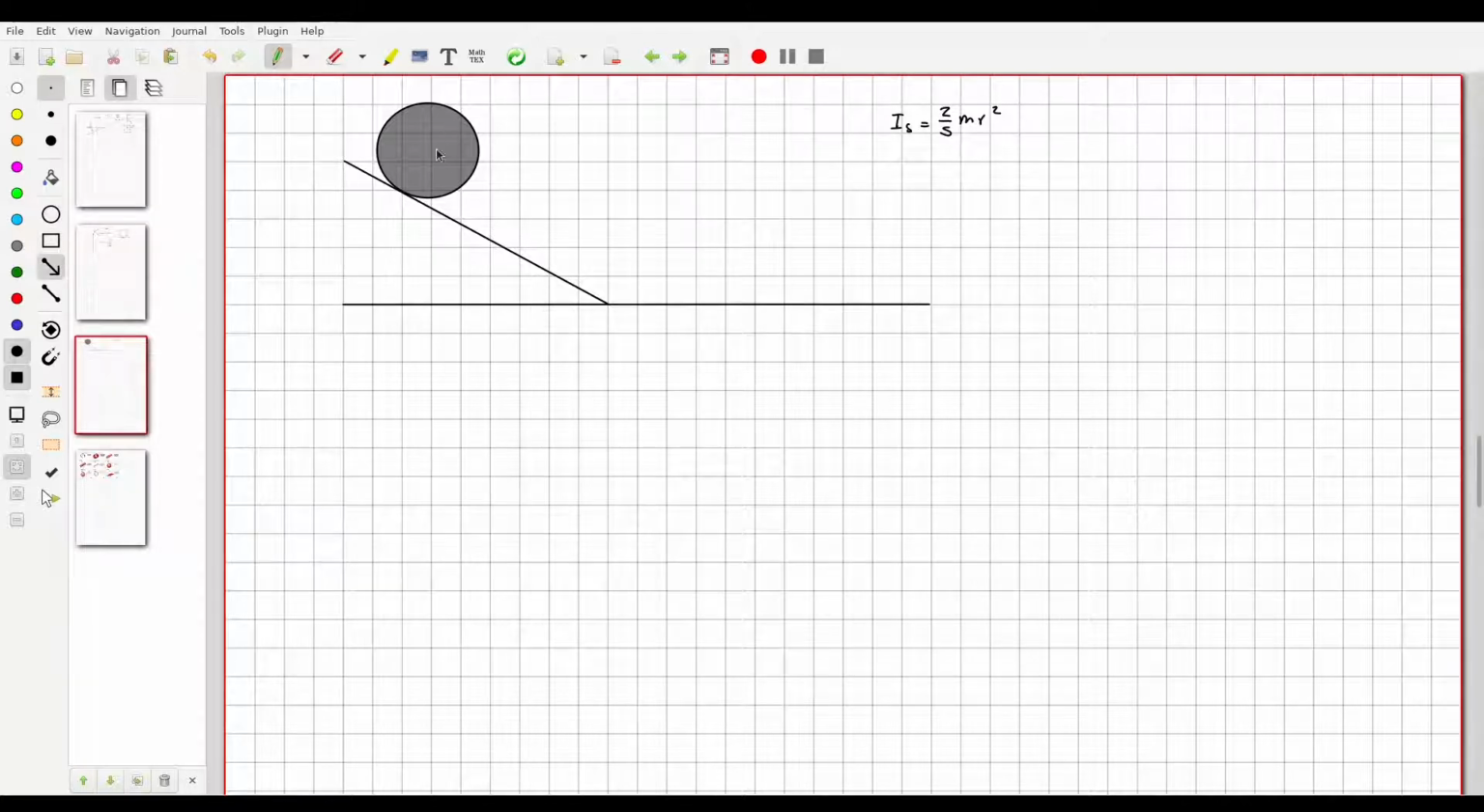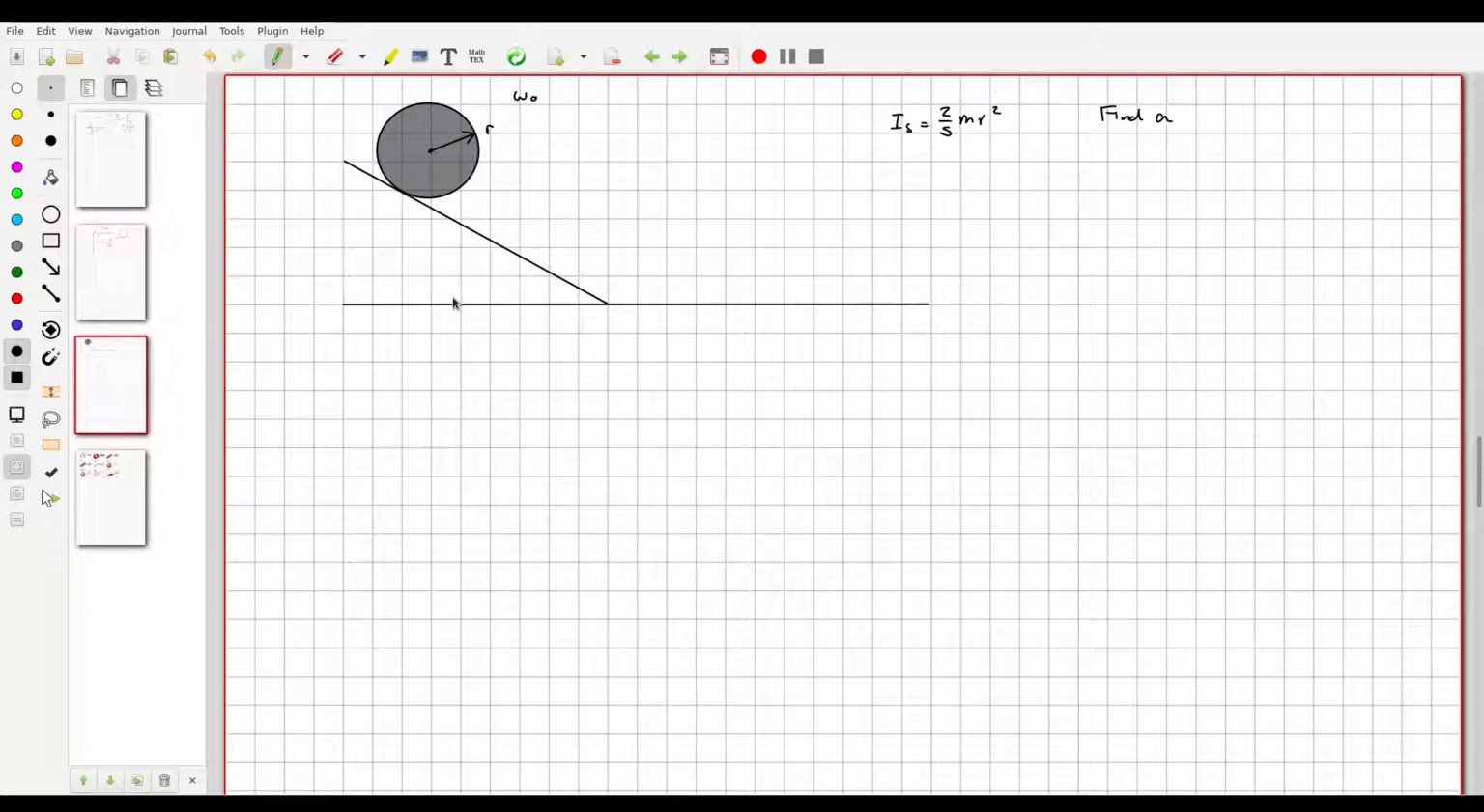So our sphere as it rolls obviously is going to have a radius. Here's the center point right here. Okay. So here's our radius. We'll let this thing start off from rest. It really doesn't matter because our goal is to find the acceleration.